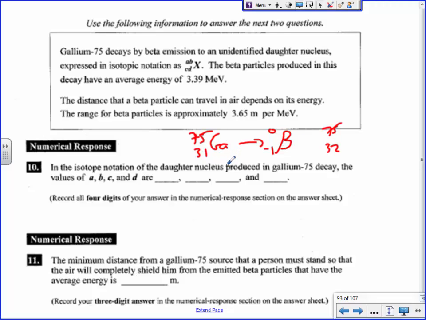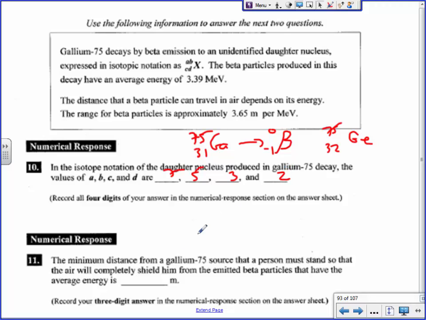So then who is it? 32 would be germanium. So anyways, the way this would work would be 75, 32. Does that make sense as the way that they'd assess that? I was describing this one to you guys earlier.